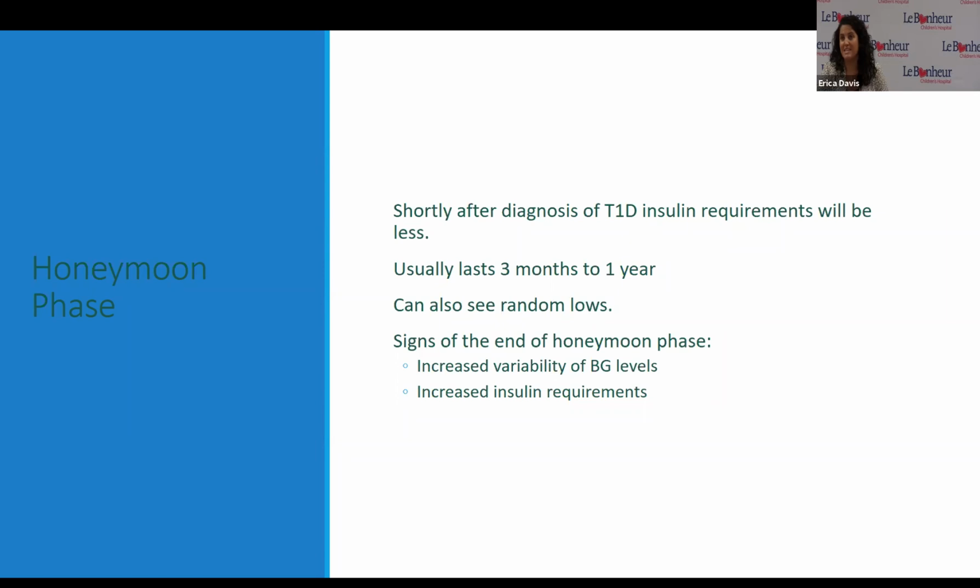You might have even seen a child that had a honeymoon phase longer than a year. They might be 2 years past diagnosis and still only need a long-acting insulin. That is something that we do see, but it's out of the ordinary, not something we're expecting. Usually about a year in, they're going to be needing all of that insulin via injection.